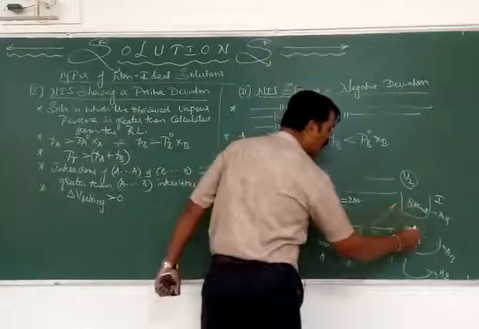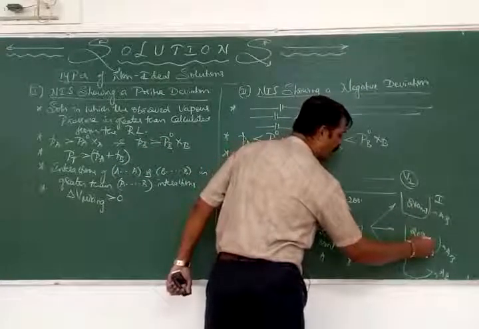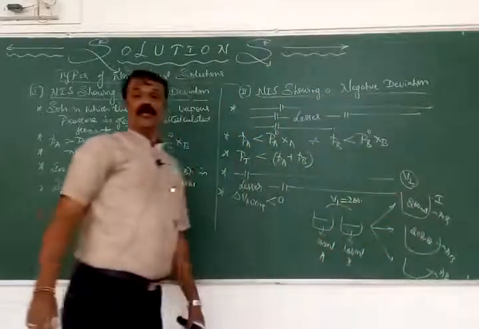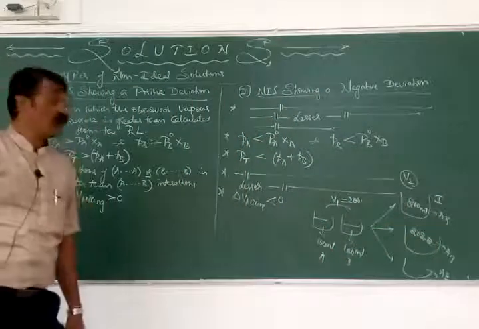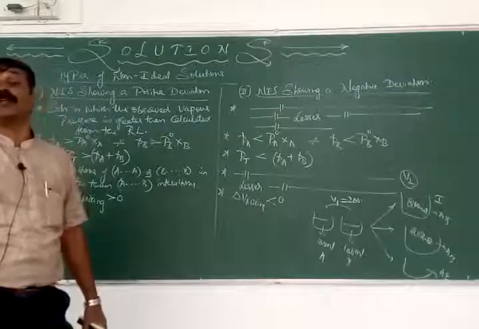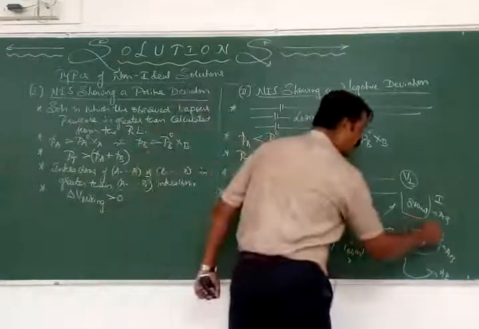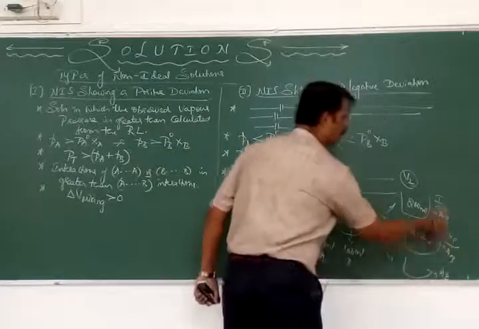So if I mix these two, the total volume is going to be 202.8. What's the difference here? Final minus initial. What is 202.8 minus 200? It is 2.8. 2.8 means it is plus. Therefore, it is a non-ideal solution showing positive deviation.